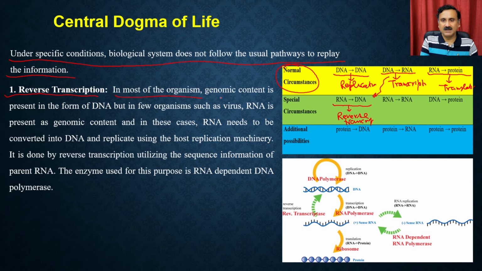In most organisms, the genomic content is present in the form of DNA, but in a few organisms such as viruses, RNA is also present as the genomic content, and in these cases, RNA needs to be converted into DNA and replicated using the host machinery cycles. It is done by reverse transcription utilizing the sequence information of the parent RNA. The enzyme used for this purpose is called the RNA dependent DNA polymerase, or it is also called the reverse transcriptase.